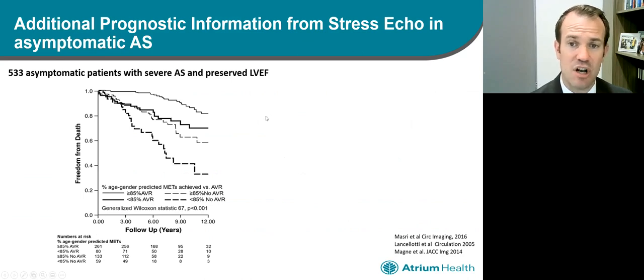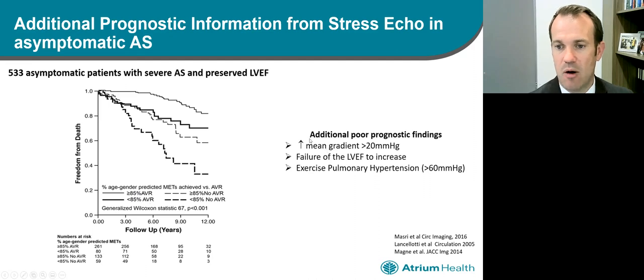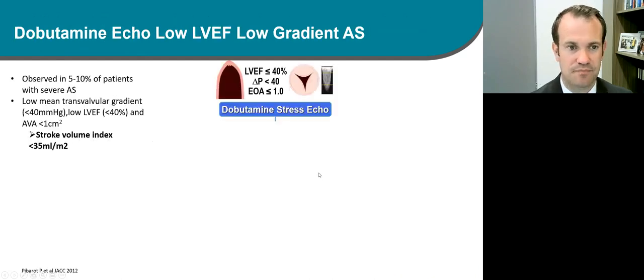Now, we also get additional prognostic information from stress echoes or from any type of exercise test. We can see if we look at the predicted METs here, if people have greater than 85% of the predicted METs, whether they go for an AVR or not, compared to lower than 85% of the predicted METs, they have a much better outcome. Other worse prognostic findings are an increase with stress in the mean gradient of greater than 20 millimeters of mercury, a failure of LVEF to increase, or an increase in pulmonary hypertension.